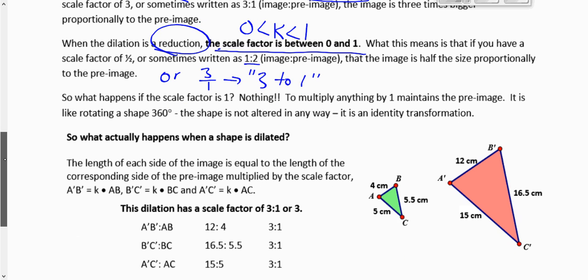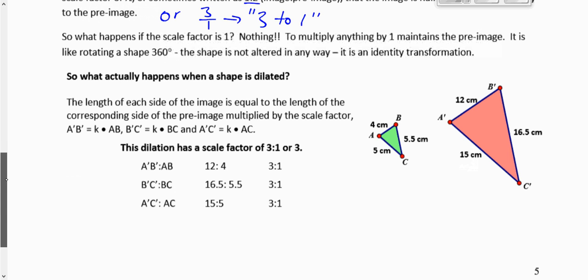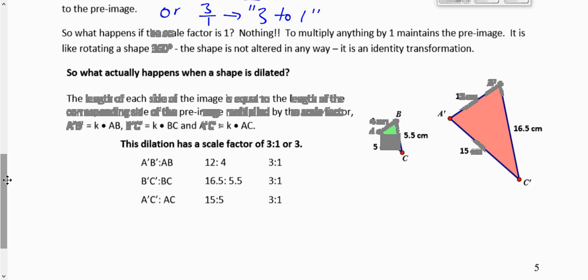Okay, let's see, where are we at here? So, in these scale factors, we usually put them in lowest terms, okay? So if we take a look at these two figures here, right? One of them got dilated. Which one got dilated? A prime, B prime, C prime, D prime. Well, that is the result of the dilation. Which one got dilated? ABC. Is it a reduction or enlargement? It's bigger. It's an enlargement, right?